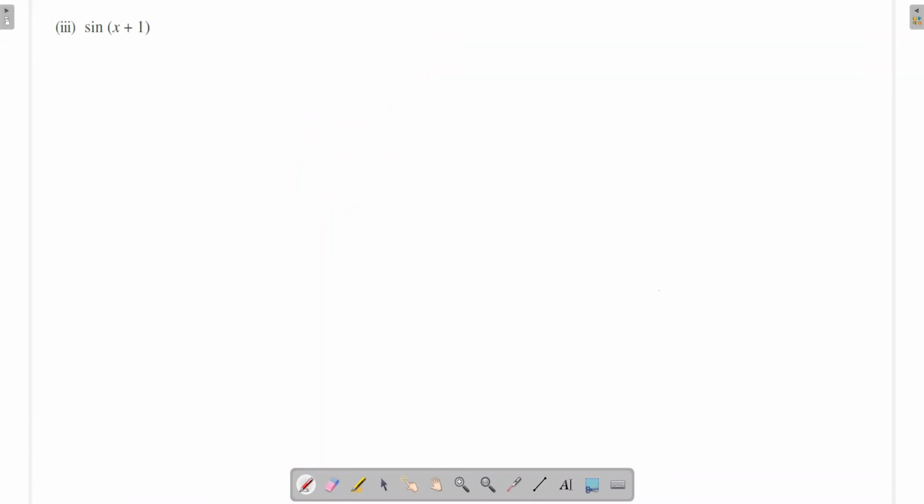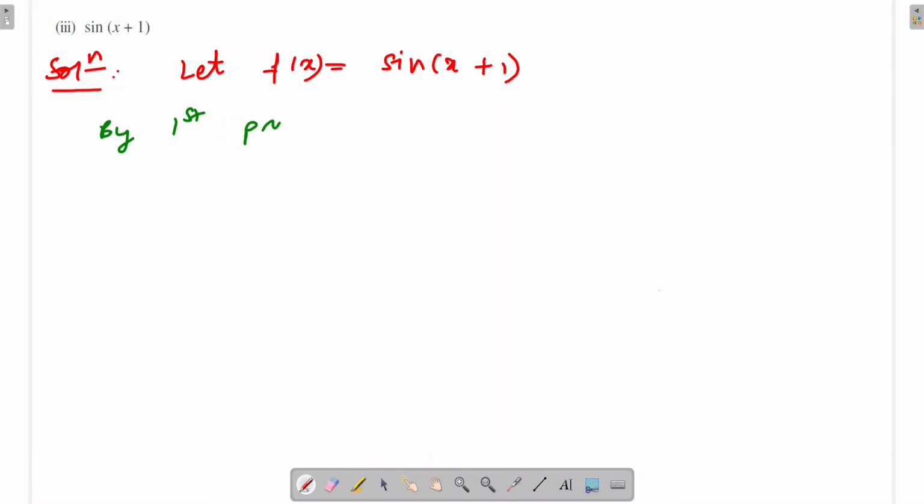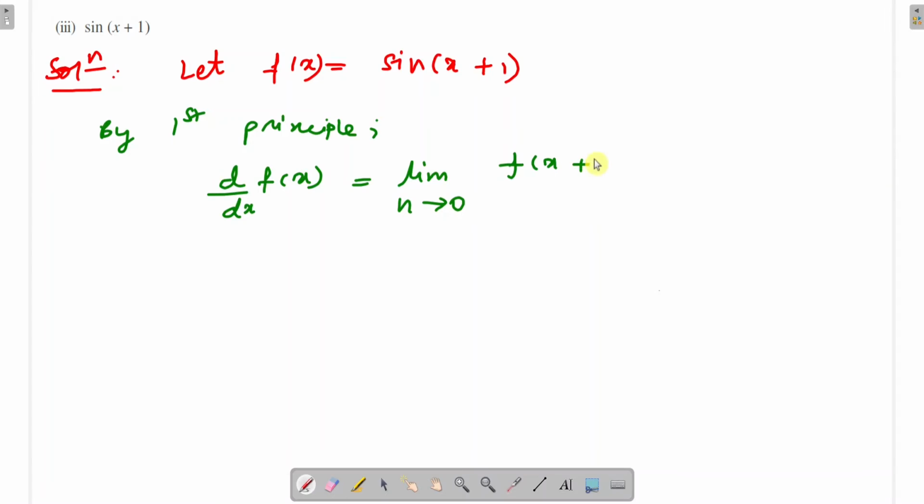Now let us go to the next one. This is the third one. So what we have is the function sin x plus 1. So let f of x be equal to sin x plus 1. So now by first principle, what we have, derivative of f of x is equal to limit h tends to 0, f of x plus h minus f of x, and that is divided by h.